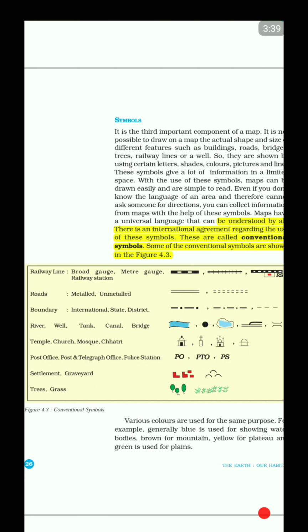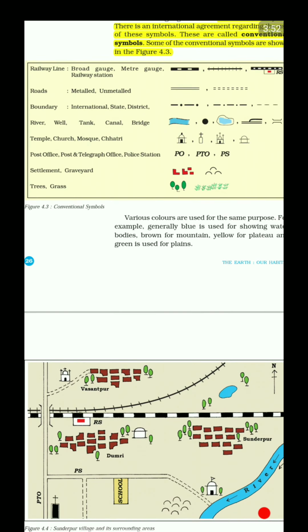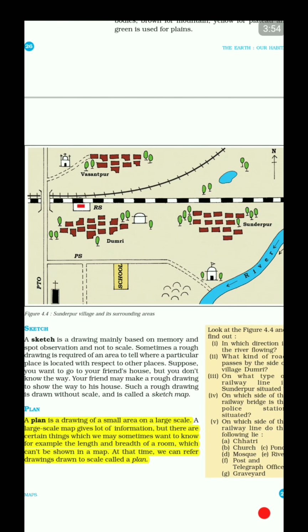Post office is PO, post and telegraph office is PTO, and police station is PS. Settlement is this, and the graveyards are these. The trees are like this, and the grass is green. Okay, so this is the accepted norm.